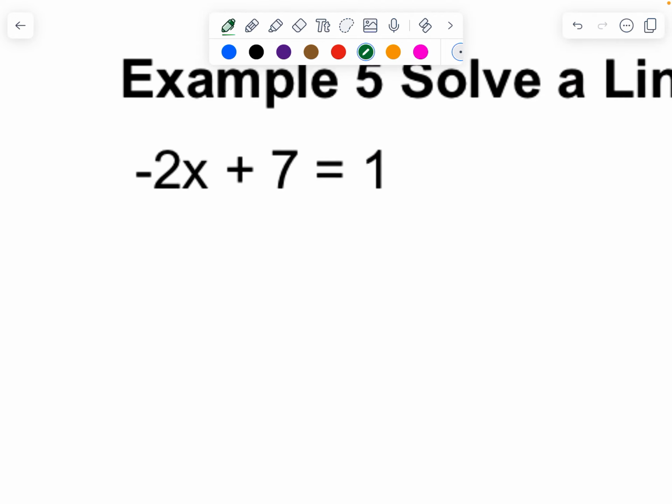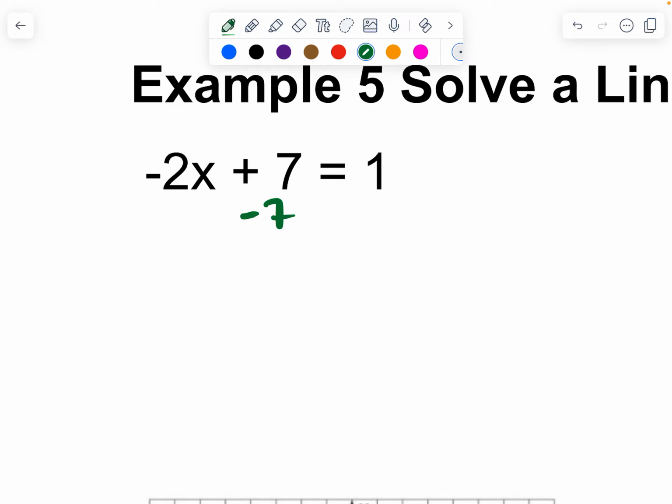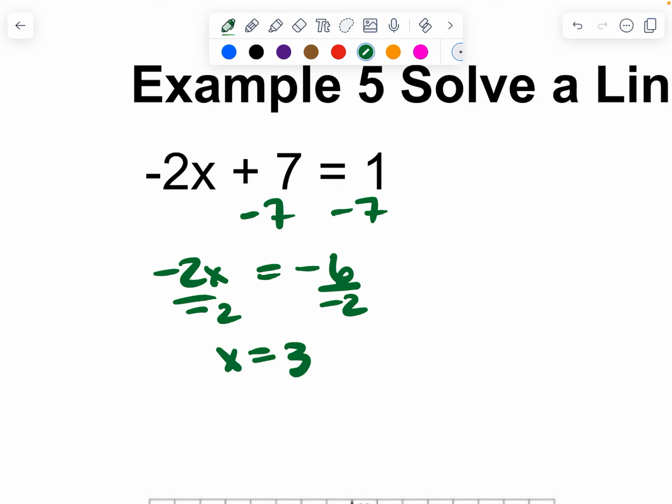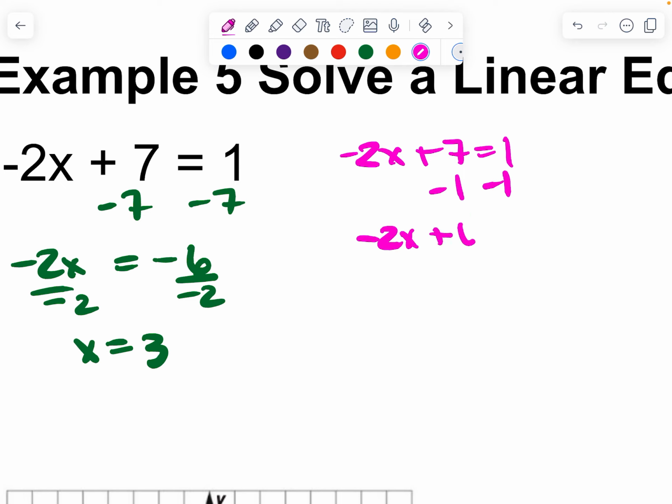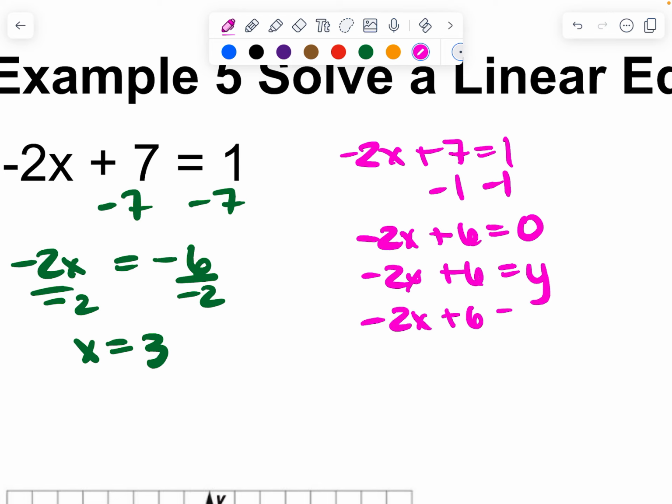So, first things first, I'm going to solve this just like we've been solving things. So x equals 3. Awesome. But now I want to make this the related function. So I'm going to subtract 1 from both sides. I'm going to get negative 2x plus 6 equals 0. So I'm just going to leave it as y. Oh no, I'll change it to both of them. So it can be either one of these, okay? It can be either one of those.